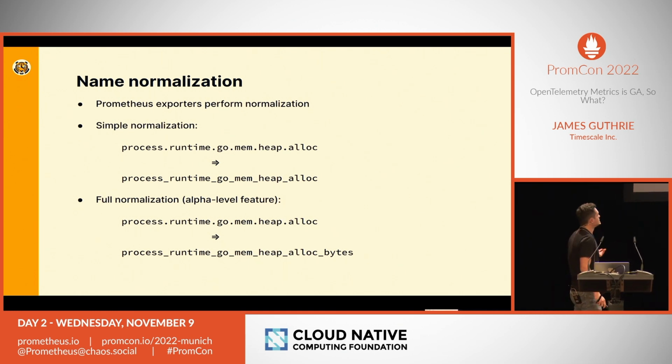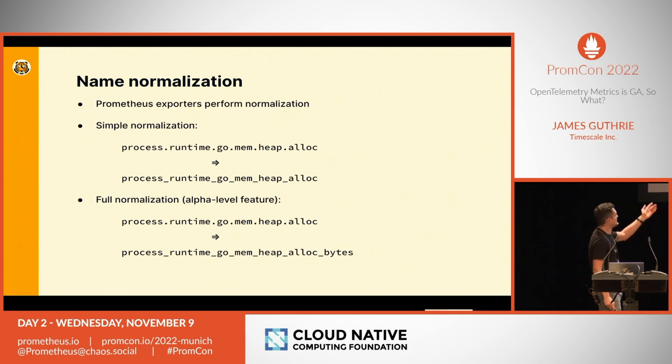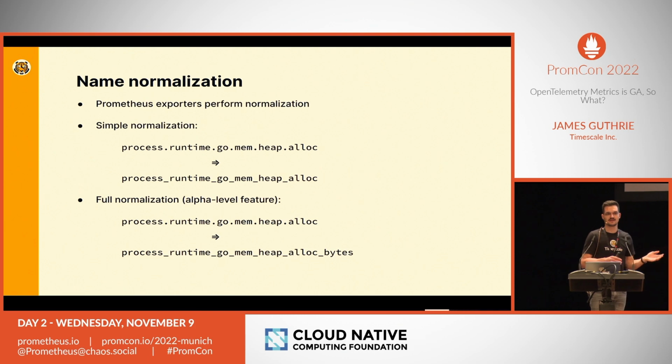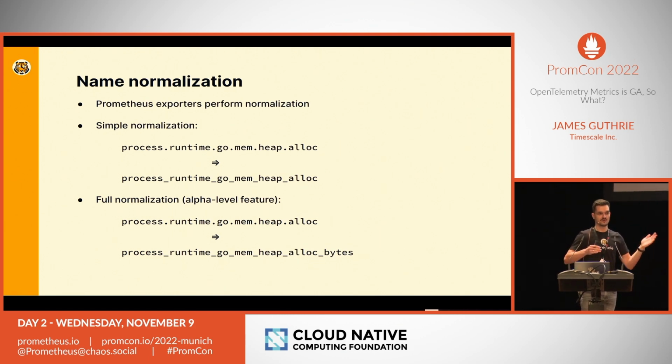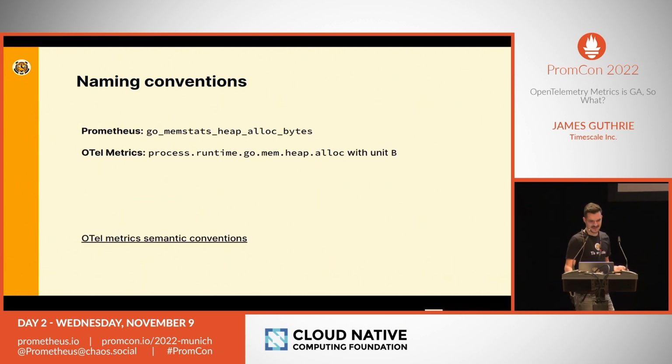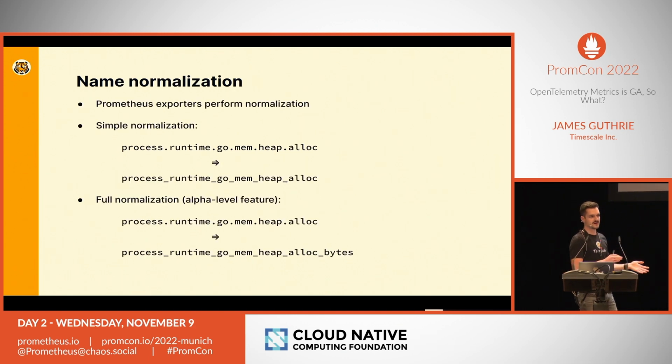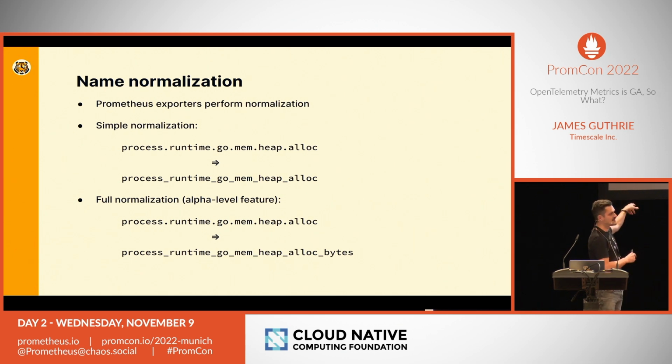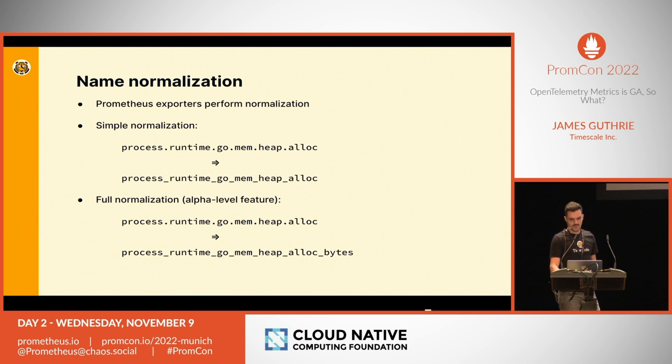But now, an important point to note here is this process underscore runtime blah, blah, blah thing. This will be eaten by Prometheus, but none of your queries that you've written will work against it, right? Because you're used to using this guy, go memstats heap alloc bytes. So if you want to have your queries working, then you need to either rewrite your queries or do some sort of renaming of the metrics as they go through, which is a bit of a pain. So there's definitely some pain to be had there.